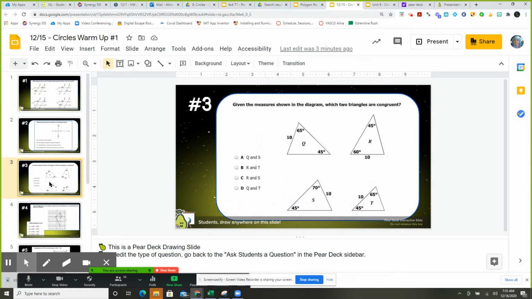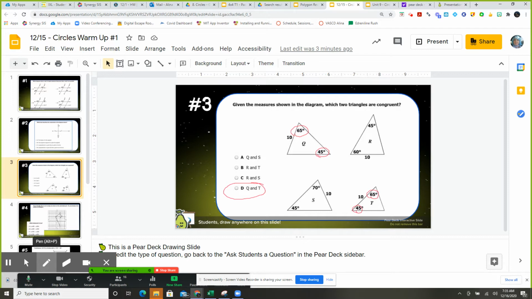Number 3, all of you fell into my trap, which happens a lot. Everybody that I looked at chose QT. Why'd you choose QT? I know why you did. I see a 65 and a 65 and a 45 and a 45. It looks easy, right?